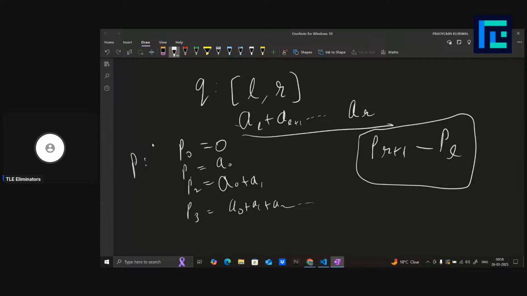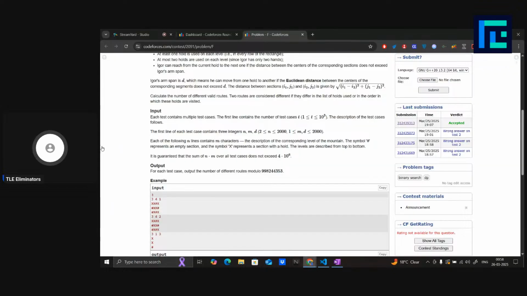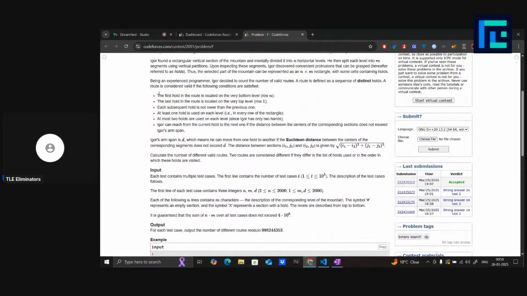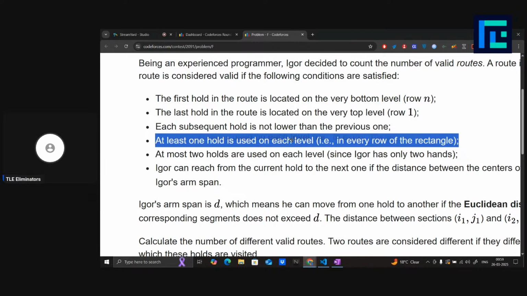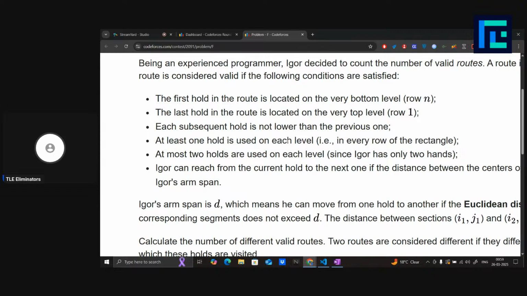Okay, Akshay is asking why can't he skip two rows if his arm span allows? Actually, it is because the rules say so, that at least one hold is used on each level. So this is the rule. That's why we are not considering that he skips one level.